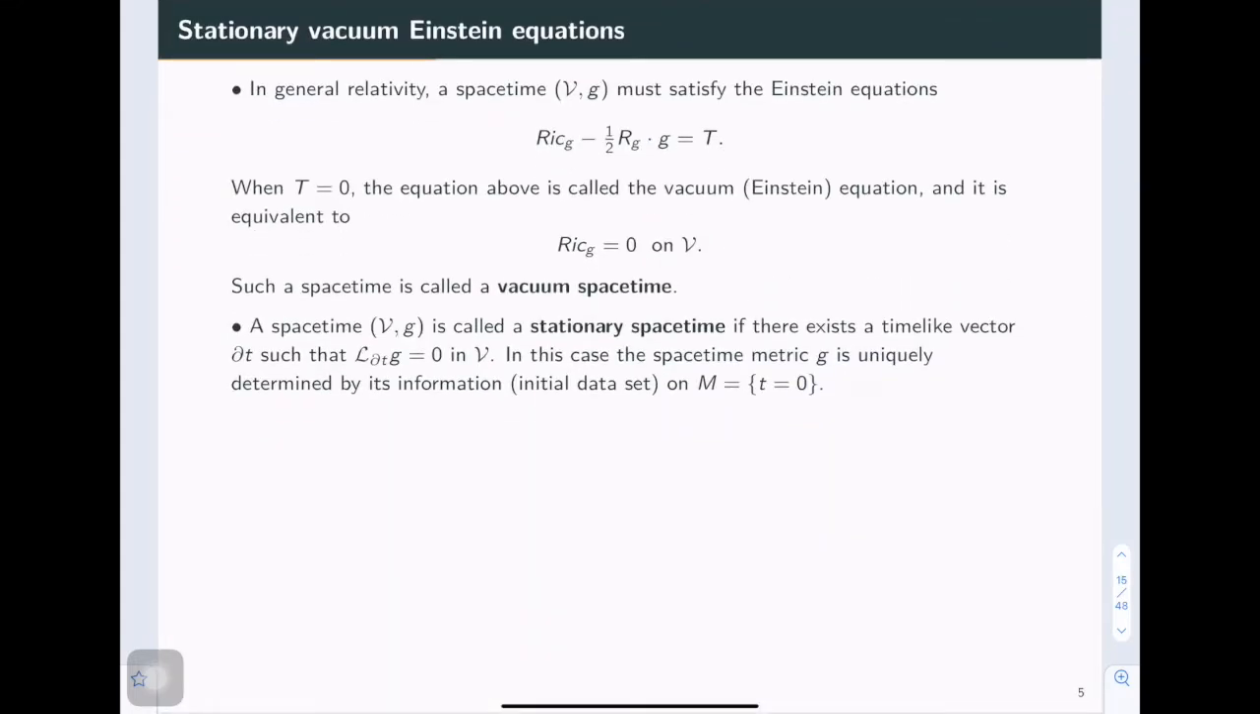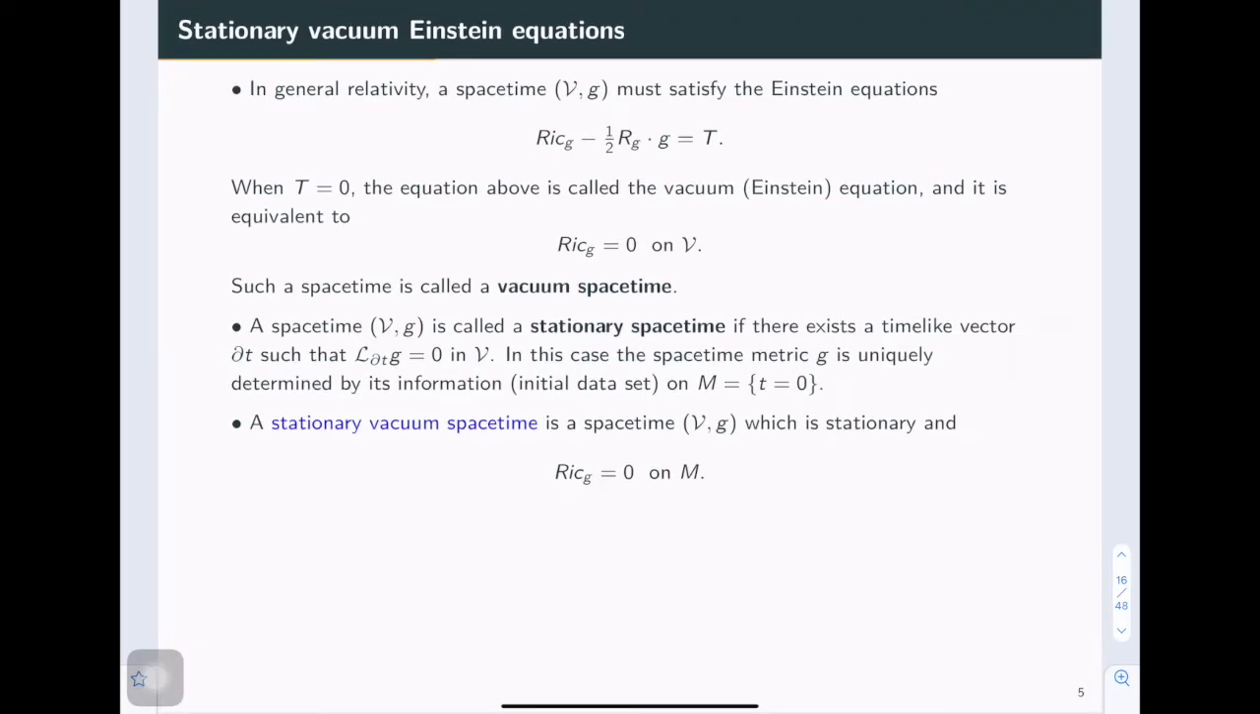Furthermore, a spacetime is called a stationary spacetime if there exists a time-like vector field ∂t so that the Lie derivative of the spacetime metric with respect to ∂t is equal to 0. In other words, we can think of t as a time function of the spacetime, and this equation is equivalent to the metric being invariant under time translation. In this case, the spacetime metric g is uniquely determined by its information when t equals 0. That is essentially the initial data set induced on this hypersurface.